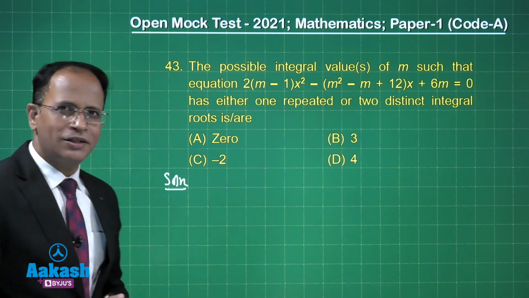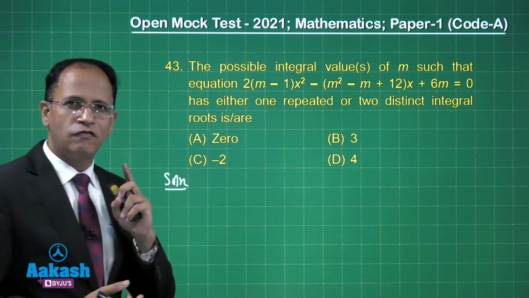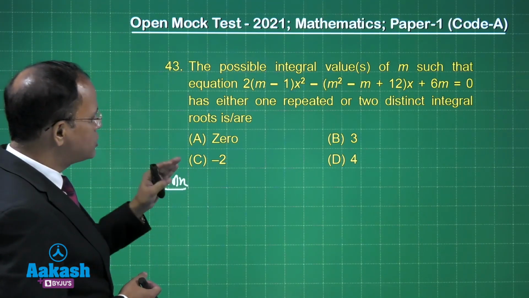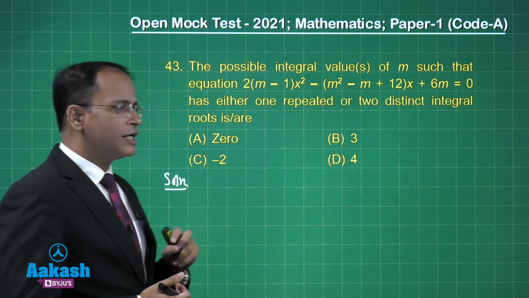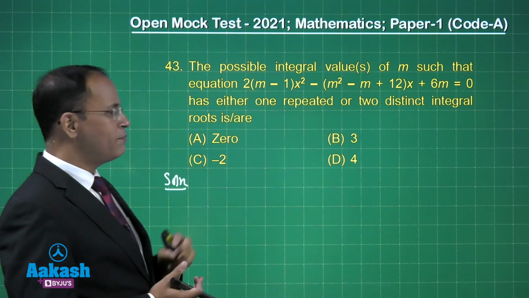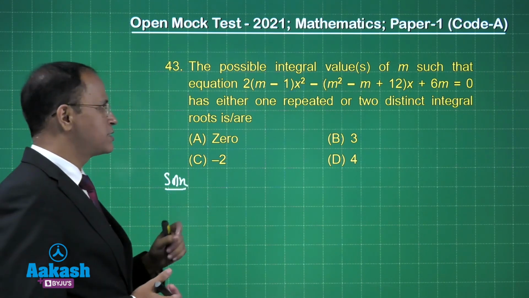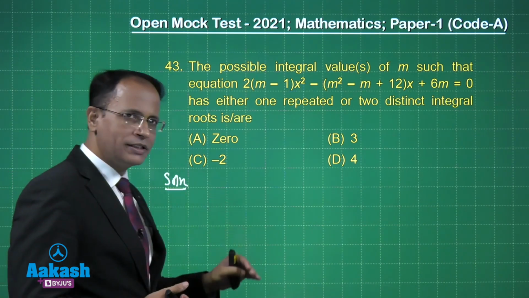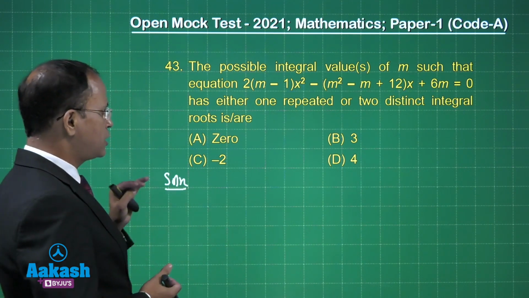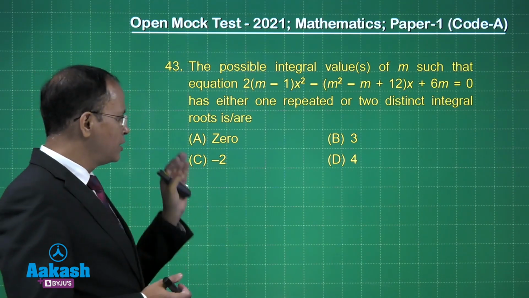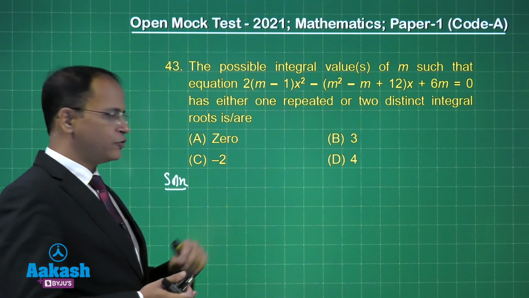So let's talk about this problem. 43rd: the possible integral values of m such that the equation (2m minus 1) x square minus (m square minus m plus 12) x plus 6m is equal to 0 has either one repeated or two distinct integral roots. The options are 0, 3, minus 2 and 4.